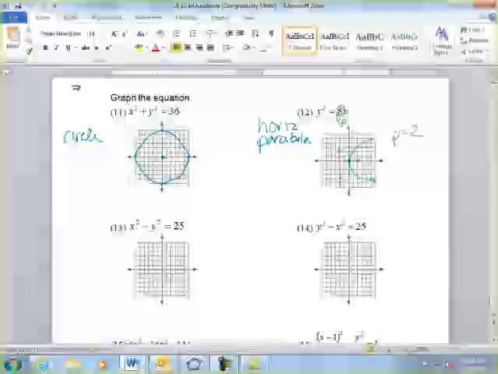And sketch in the parabola. The p-value of 2, it should be a little bit more wide, but I'm not going to be picky about width. But you do need to have the focus and the directrix placed. Questions on parabolas?